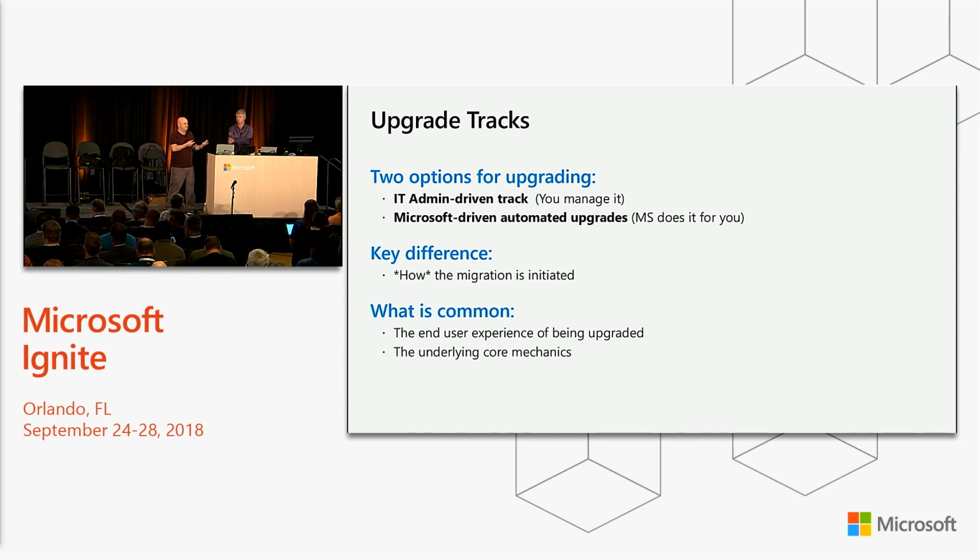The idea is that that's intended for smaller organizations that don't have dedicated IT admins that don't know how to do the move. You guys are here, so you're not really the target audience. But I don't want you to be surprised by it. I want you to know what it is. The key difference between a Microsoft-driven automated upgrade and an admin-driven upgrade that you do yourself is simply how the migration is initiated and who initiates it. Underneath, everything's the same, right? The user experience of what they see with the Teams-only dialogue that I just showed you, the core mechanics of how you do an upgrade, it's all the same.